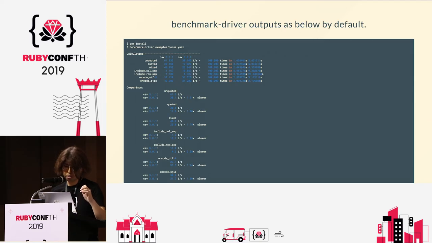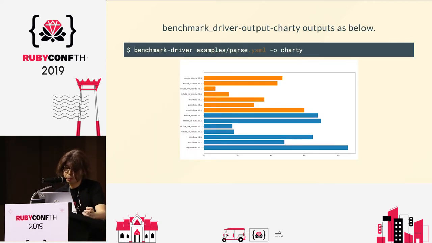For example, benchmark-driver outputs as below by default. This is the Ruby CSV benchmarks, output default. But gem install benchmark-driver-output-charty, and benchmark-driver -o charty. So this outputs this image.